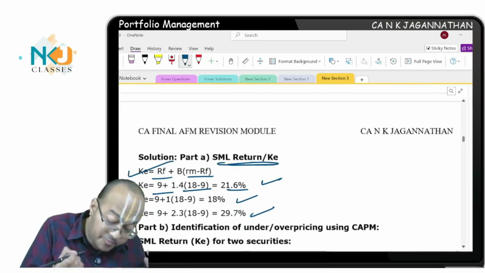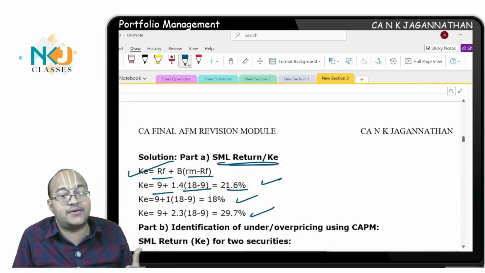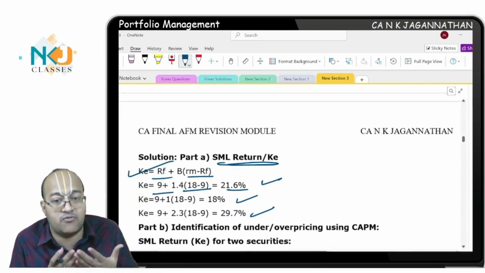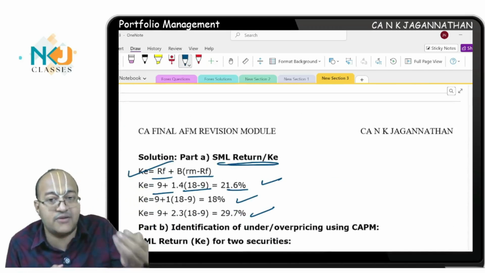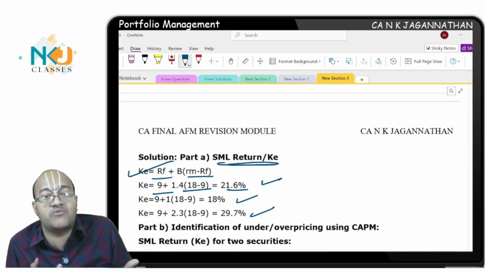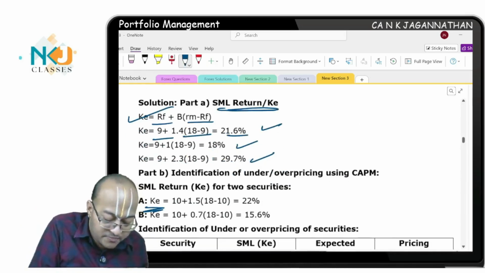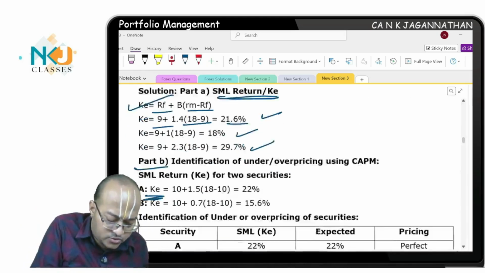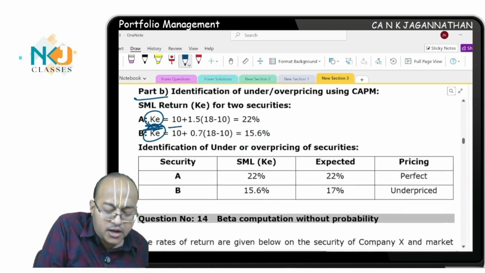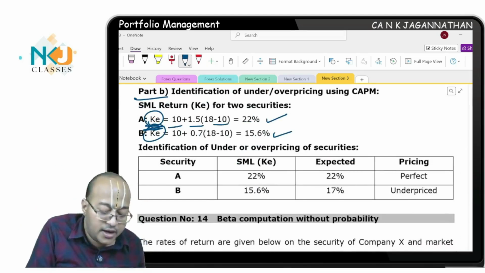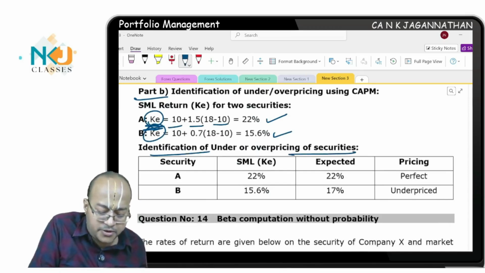Now see, they have compared also. If expected return and required rate of return are one and the same, which means the security is fairly priced every time. How will there be under or overvaluation? There will never be under or overvaluation. That's right. Identification of under or overpricing, second part, you see, KE. First you need to find the required rate of return: RF + beta × (RM - RF) for securities A and B. Correct.